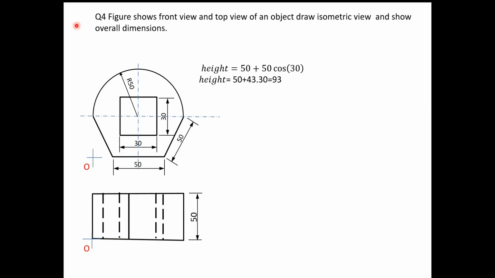Question number 4. Figure shows front view and top view of an object. Draw isometric view and show overall dimensions. So in this question we have front view and top view. In front view what do we get? We get the length and height. And in top view we get the width. Width is easily visible, that is 50.